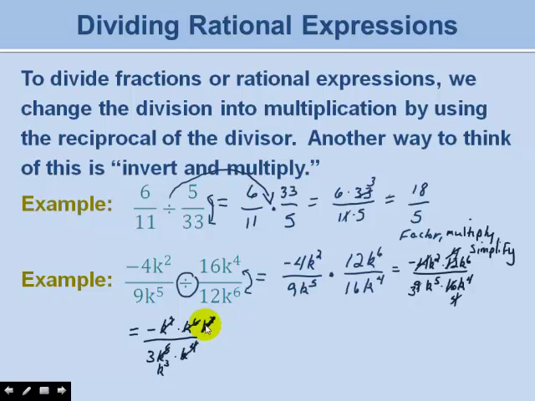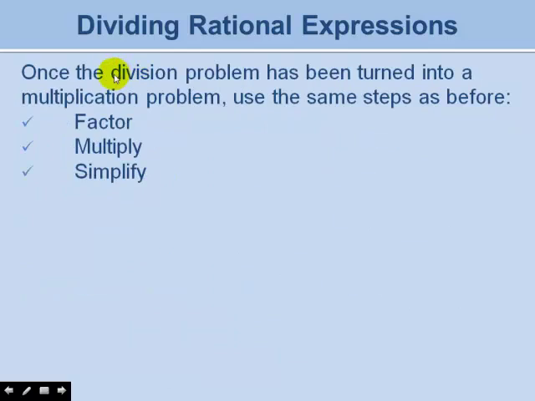And that leaves us with nothing in the numerator, so we need to write a 1 in there. And we canceled out 2 of these k's, so we just have a k left in the denominator. So that leaves us in the numerator with a negative 1, in the denominator with 3k. And that is our simplified answer. So again, once we've taken our division problem and turned it into a multiplication problem, we're just using the same steps we used before: factor, multiply, simplify.